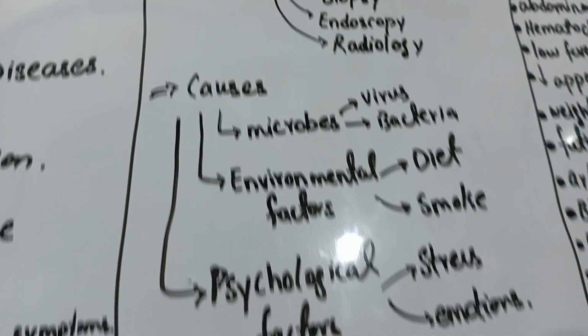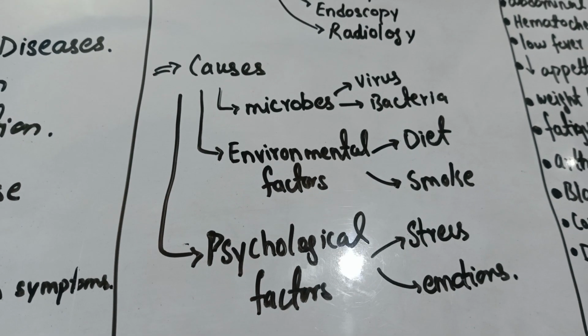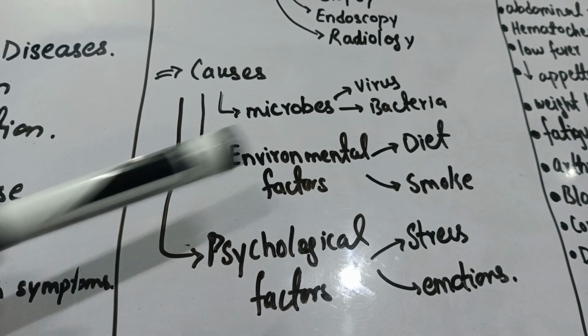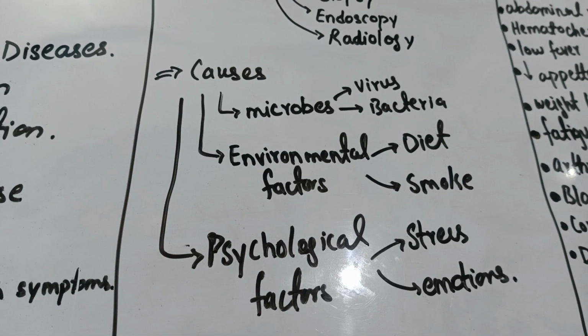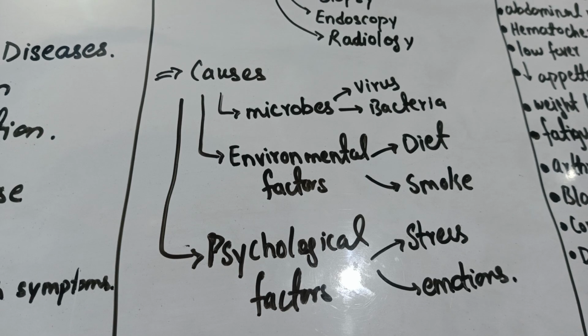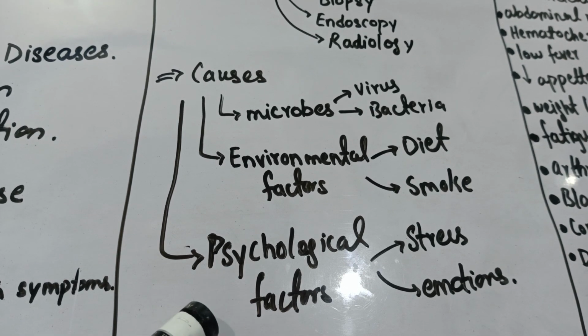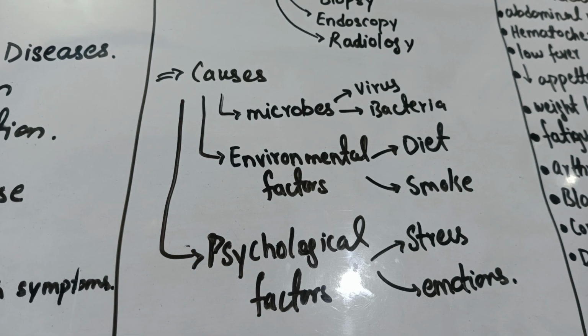Now we are going to see the causes of inflammatory bowel disease. The first cause is the presence of microbes, that is, various kinds of bacteria and viruses, due to which the bowel disease is formed. Second, there are some environmental factors, like a diet so spicy in nature that it can also cause inflammatory diseases. Smoking is also one of the major causes of inflammation in the large intestine. Some psychological factors, like stress and emotions, also cause this disease.